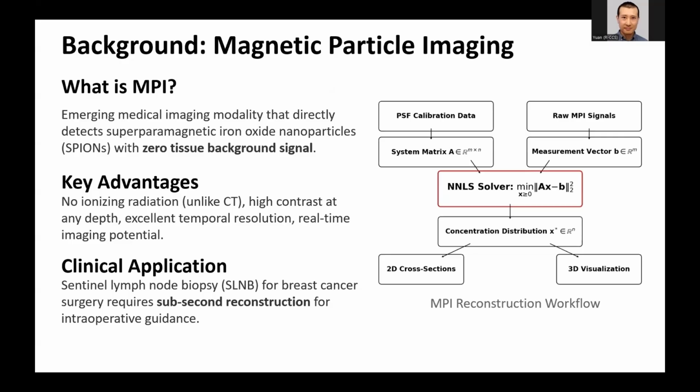As for a clinical application, because it may allow sub-second reconstruction, it represents intraoperative guidance, meaning that the surgeons can see the imaging results while performing the surgery. As shown in this workflow diagram on the right-hand side, the reconstruction pipeline takes calibration data and raw MPI signals in, builds a system matrix, and then solves a non-negative least squares problem to reconstruct the particle concentration image.